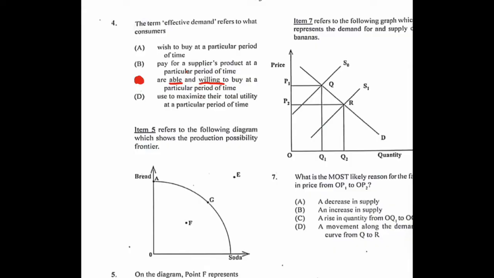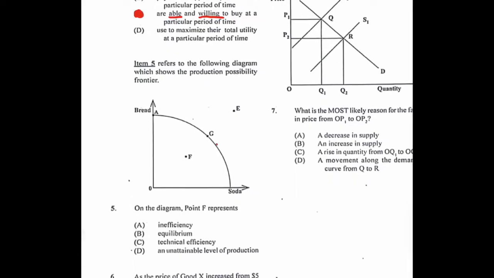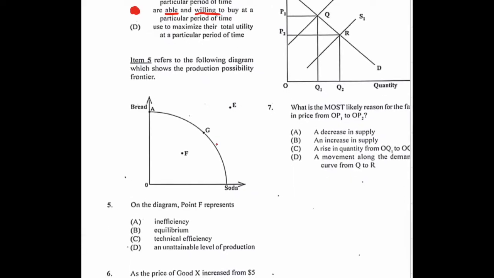5 says, on the diagram, point F represents A, inefficiency. Inside of the PPF, this is a point, a combination where resources are being underutilized, because along the curve we find that this is where we are most efficient. This along the PPF, this is the curve of allocative and productive efficiency.